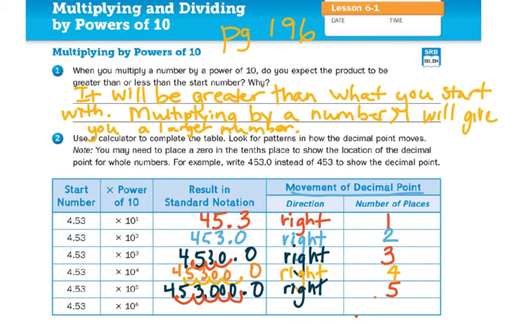So what's going to be the next one, everyone? Well, 4 and 53 hundredths times 10 to the 6th. You have to count out the tens. Times 10, 2 10s, 3 10s, 4 10s, 5 10s, 6 10s equals 4,530,000 and 0 tenths. Move to the right, and it moved, again, it was here. Moved 1, 2, 3, 4, 5, 6 places.